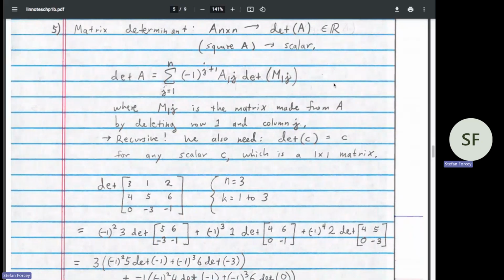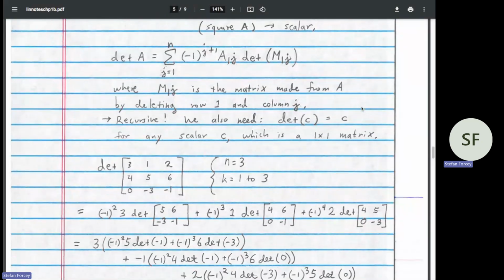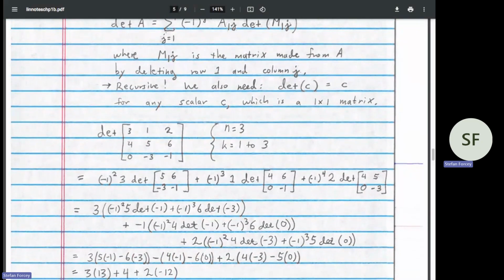That means that you'll use the same formula over again, but it has to stop somewhere. So we need a smallest version, after you delete far enough so that you're down to just a single number. Then the determinant of a scalar c, thinking of it as a 1 by 1 matrix, is itself. You just get back c. So here, let me show you how that works with an actual matrix.